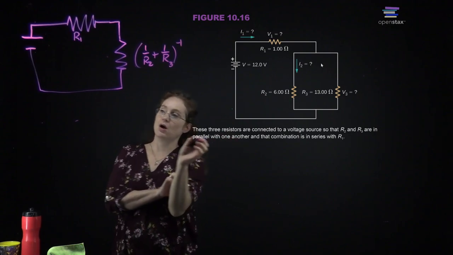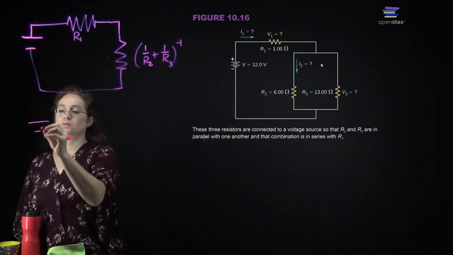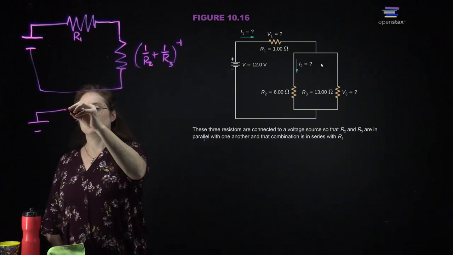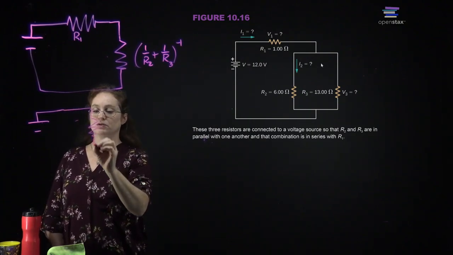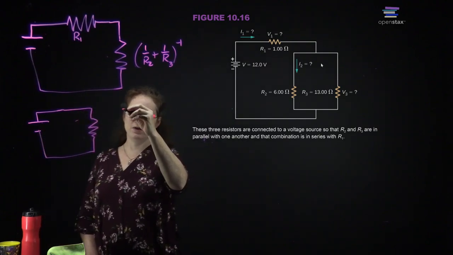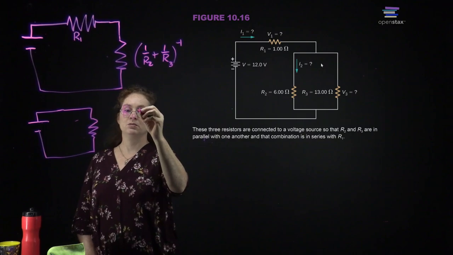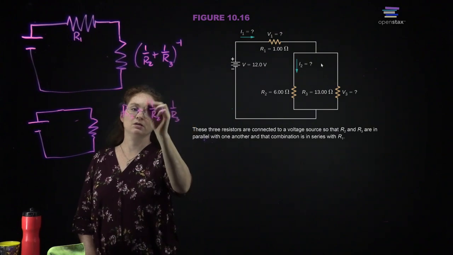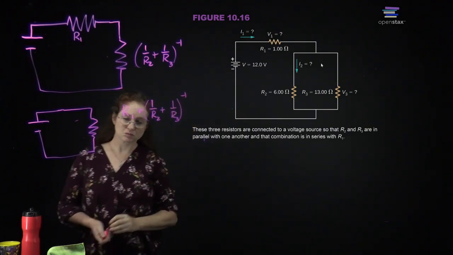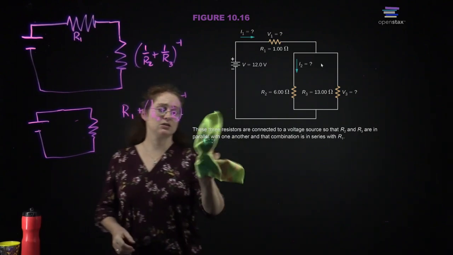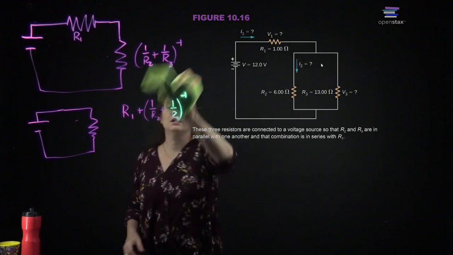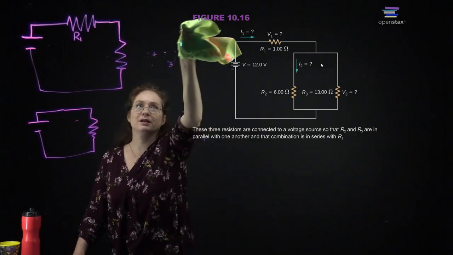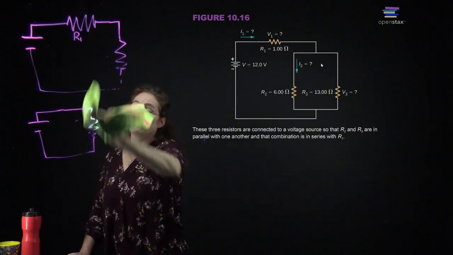And now I want to add these together. Now I have two resistors in series, so I am going to replace them by a single resistor. And my effective resistance is R1 plus the inverse of 1 over R2 plus 1 over R3. And so even with very complicated circuits, what you can do is that you can successively simplify the circuit. And I personally find it really helpful to redraw the circuit every time that I do this.